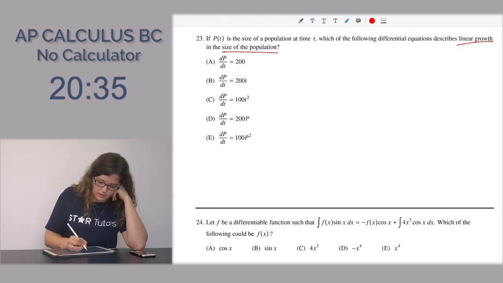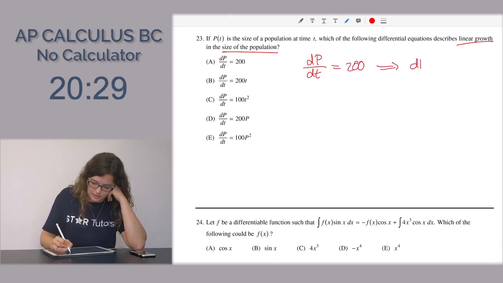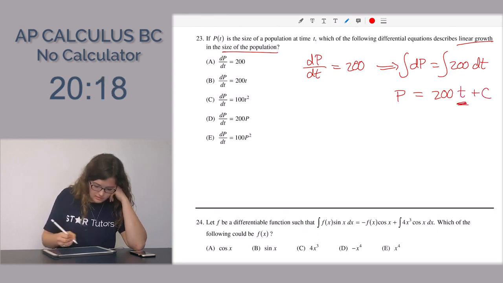So for this first one, if I solved it, dP/dt equals 200. I separate my variables and get dP equals 200 dt, and then I integrate both of those. I would get P equals 200t plus C, which is linear in t. So I think it's A.